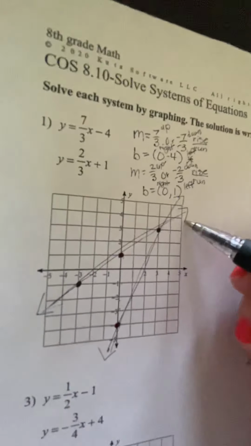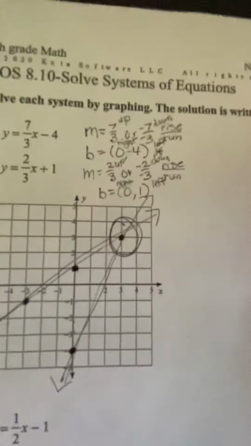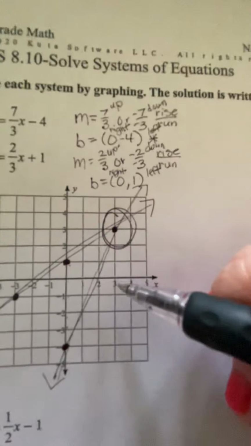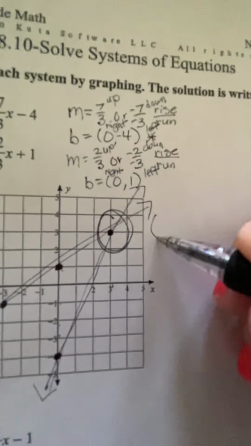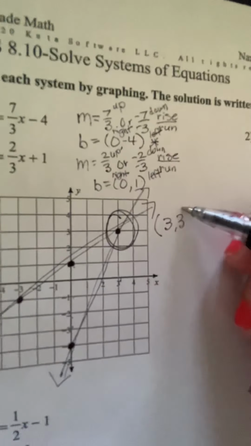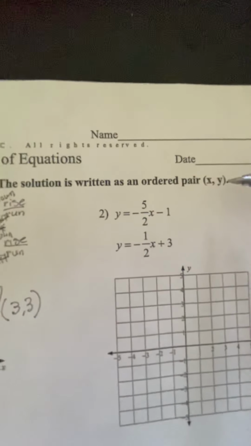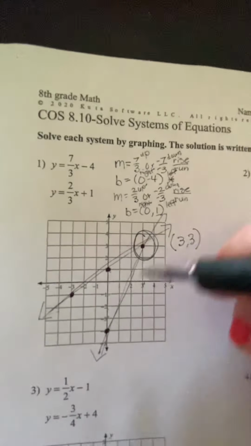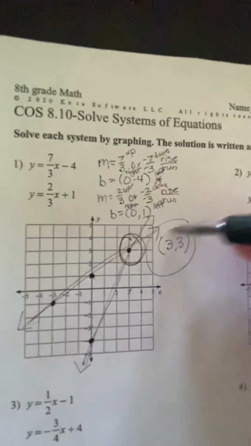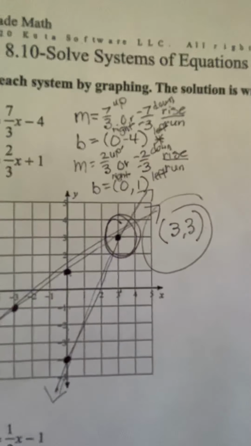So I've got 2 lines on one graph, and I notice they intersect at this point. Well, what point is that? That is over 3 and up 3, so it would be the point (3, 3). So the solution is written as an ordered pair, (x, y). So the solution to number 1 would be where these 2 lines intersect, and they intersect at (3, 3).